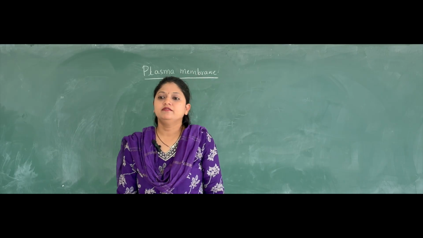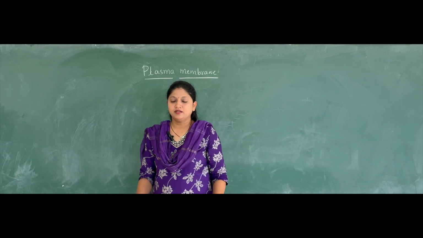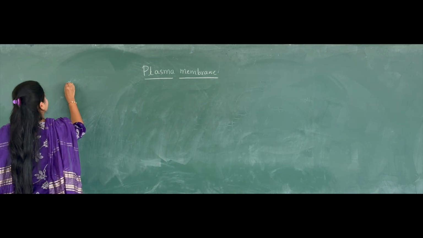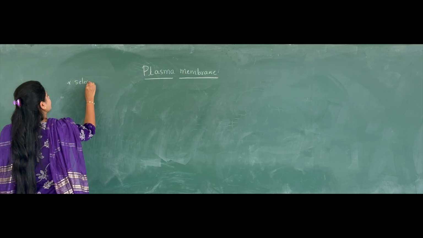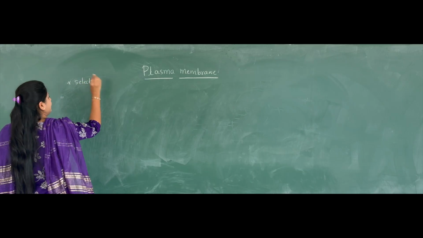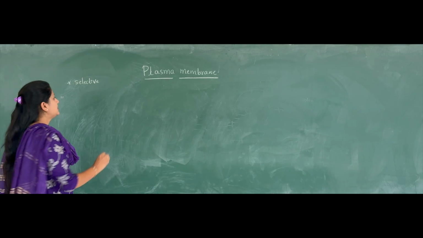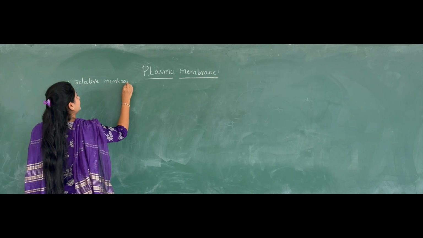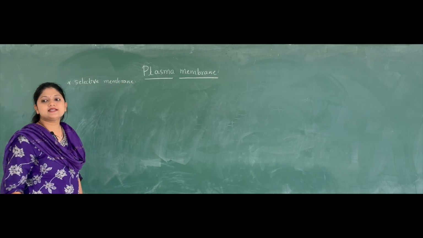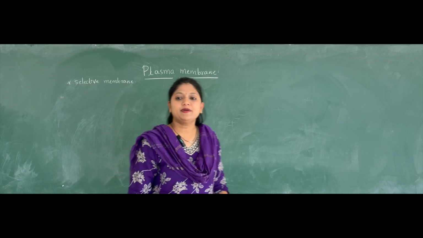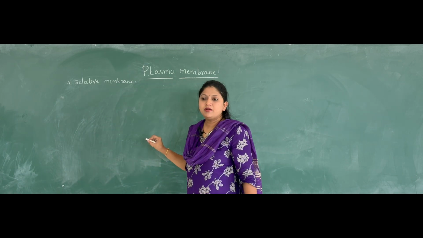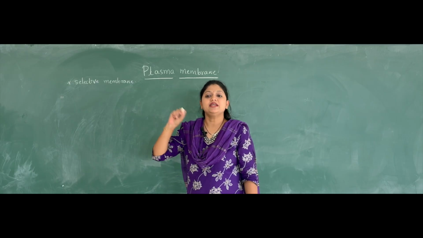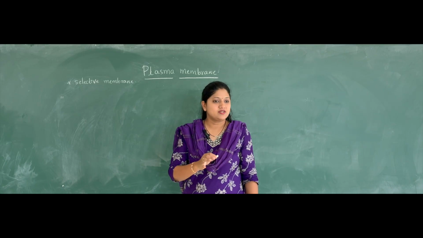So this session will take up the plasma membrane. Plasma membrane is a unit membrane which is usually called a selective membrane, right? Why do we call it a selective membrane? That is because the plasma membrane in a cell will select the molecules which have to move inside the cell and which have to move outside the cell.